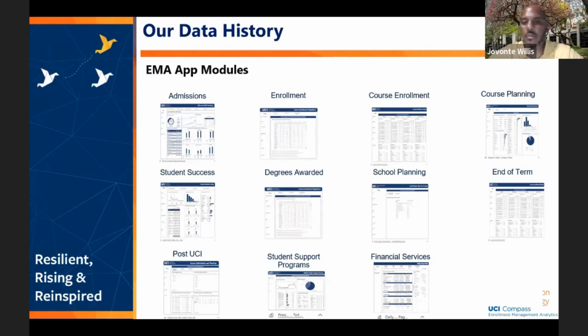And then we have our student support programs, which is the co-curricular part of our platform, which takes co-curricular data and enrollment data, and tries to help people understand what programs people are participating in and how that affects their time to degree or not. And then our final section is our financial services section, which looks at fees paid or fees owed to the university. So you can see we have data on all areas of the student life cycle, not just enrollment, not just admissions, but anything related to the operation and running of the university.